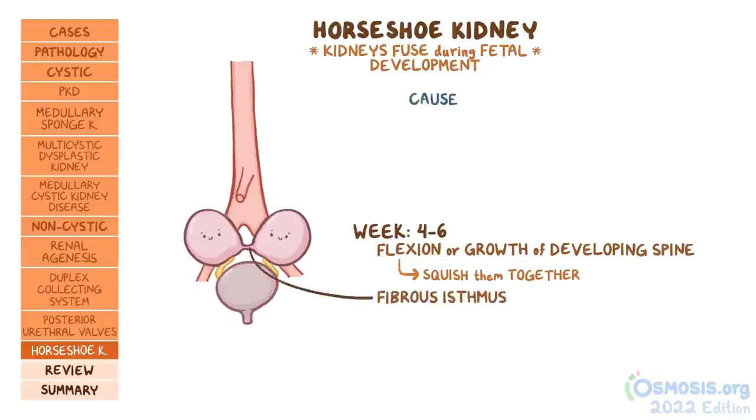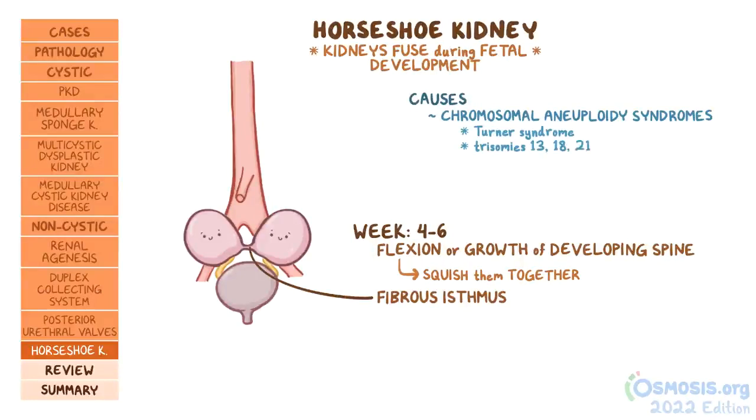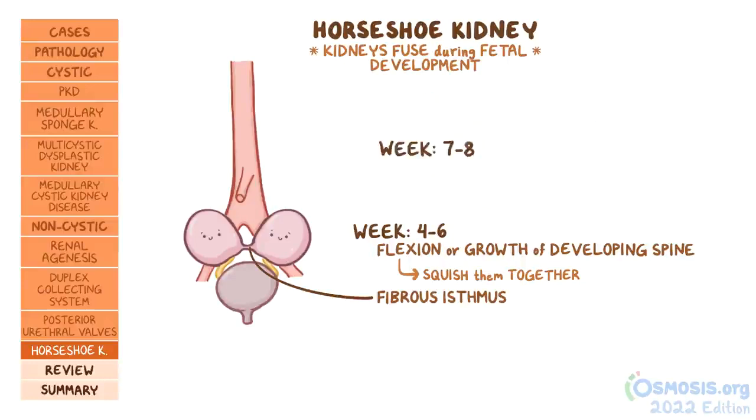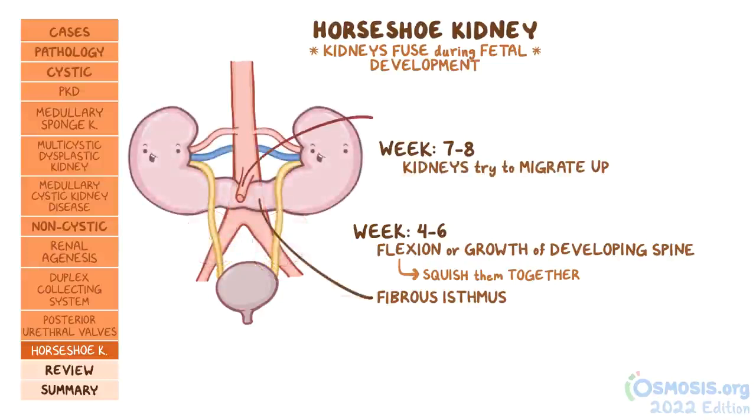Horseshoe kidney is also associated with chromosomal aneuploidy syndromes, like Turner syndrome, trisomies 13, 18, or 21. They can also be caused by teratogens, like thalidomide or alcohol. Whatever the cause, during the 7th and 8th weeks, the fused kidneys try to migrate up into the abdomen, where they get trapped under the inferior mesenteric artery, which keeps them lower in the abdomen than normal.